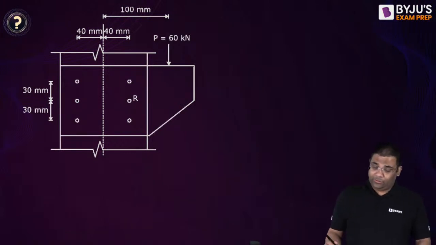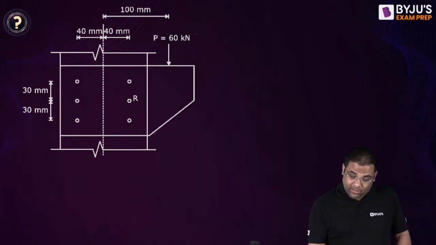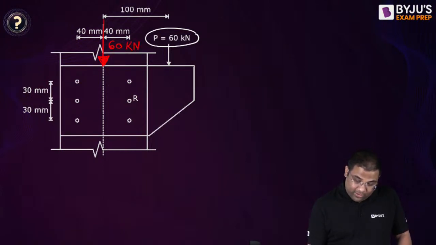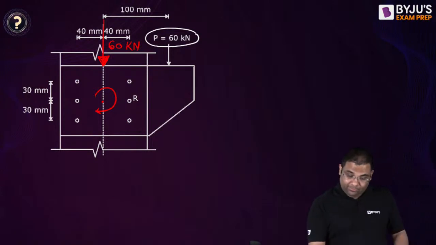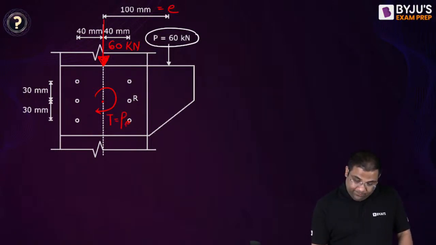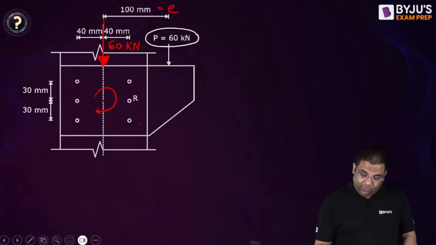You see, in this question, this is the load. I'll transfer this load to the center. When I transfer this load to the center, the 60 N will come into picture and there will be a torsional moment also. If this is P and this is E, this torsional moment will be P into E, right?